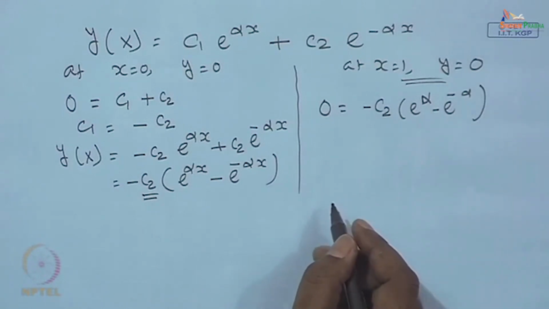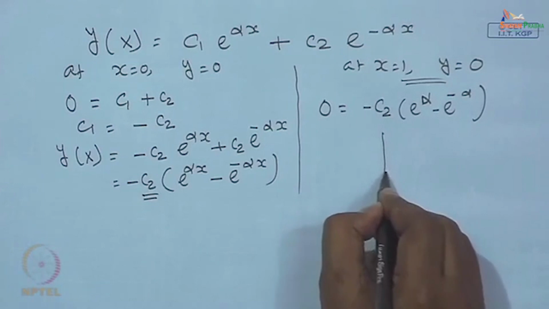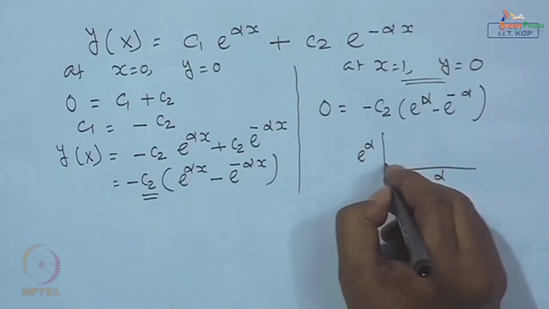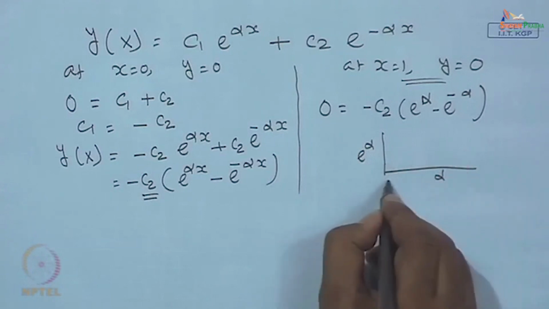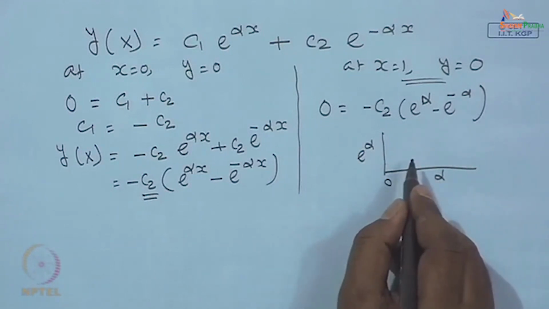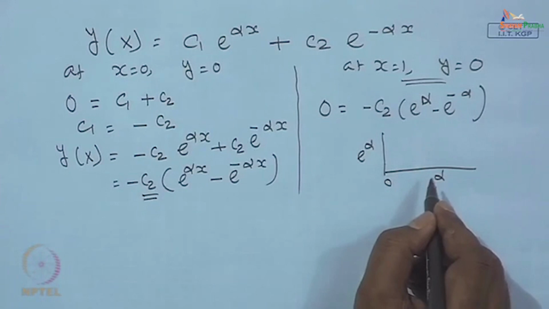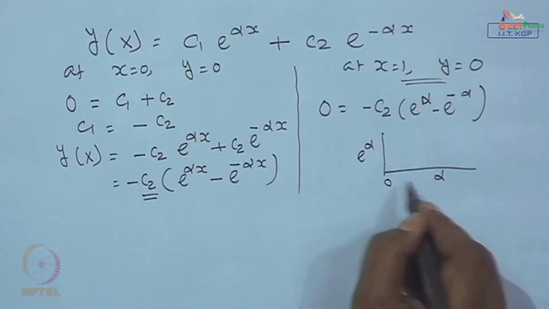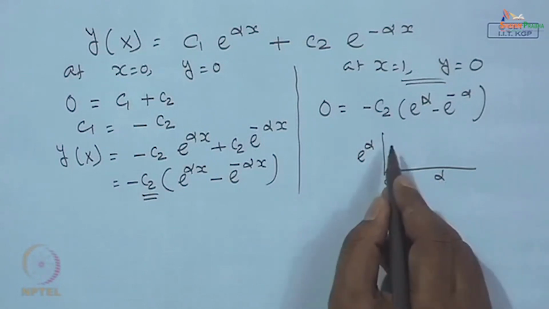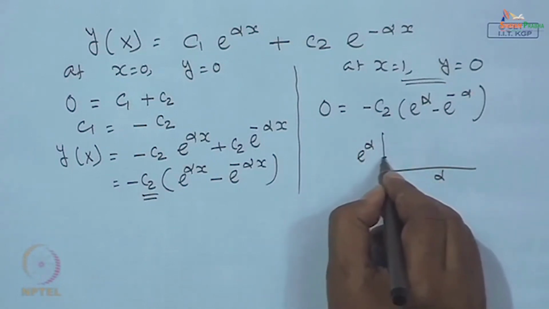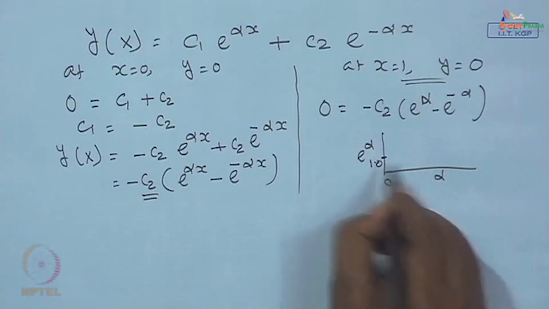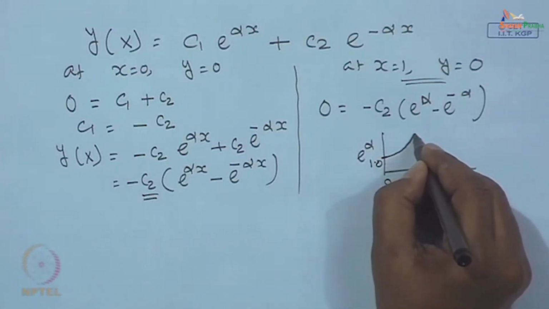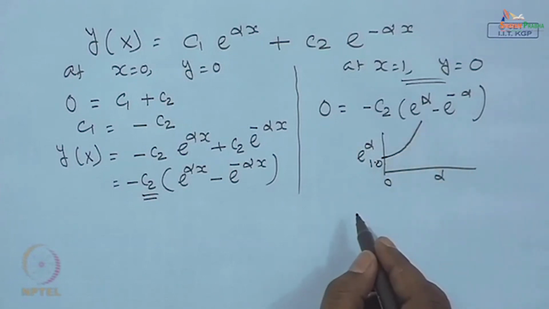Now, if you remember the variation of e to the power alpha as a function of alpha: for alpha equal to 0, which we have ruled out because we are going to get a trivial solution, e to the power alpha is 1, and from 1 onwards for any positive value of alpha, it will be an ever increasing function, always positive.